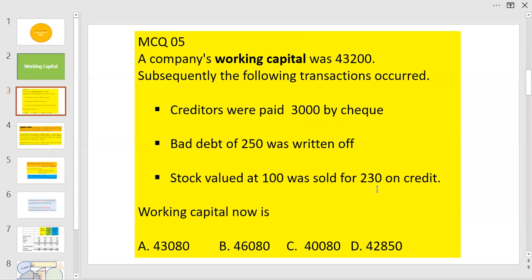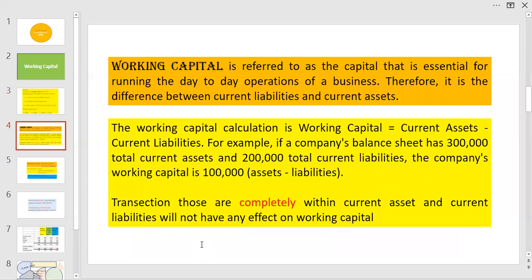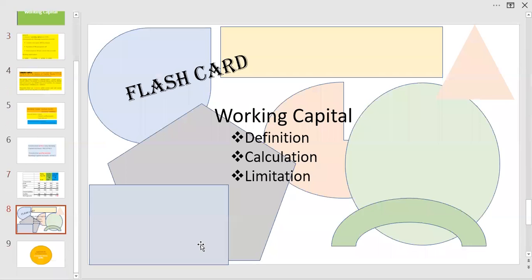If we recapitulate, the first transaction has no effect, the second transaction minus 250, the third transaction plus 130. The net effect of these is minus 120. If you deduct that from 43,200, it will be 43,080. A is the answer. Hope you all have understood.